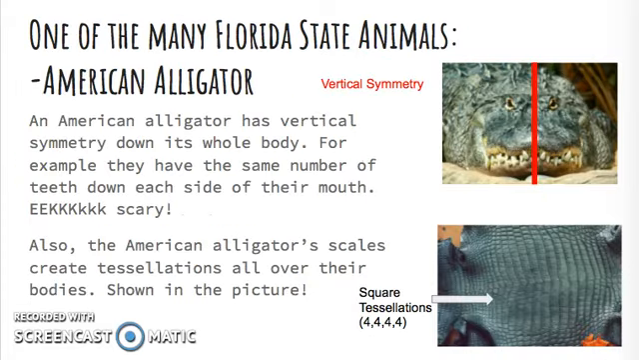Okay, moving on, one of the many state animals in Florida is the American alligator, and it has vertical symmetry right down its entire body, which means it has the same teeth on each side, which is kind of scary. The alligator also has scales that create tessellations all over its body. Shown in the picture, you can see a tessellation of 4, which is 4, 4, 4 around a common vertex.